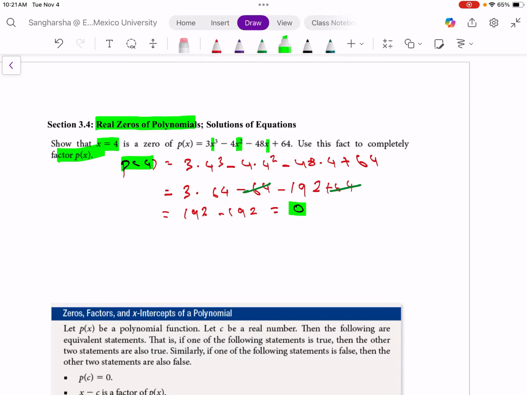So when your input is 4, our output is 0. It means 4 is the x-intercept. 4 is a real 0 for this polynomial function. Since p of 4 is equal to 0, x equals 4 is a 0 of p of x. It means x equals 4 is an x-intercept for this function. Also, x equals 4 is one solution for that polynomial function.